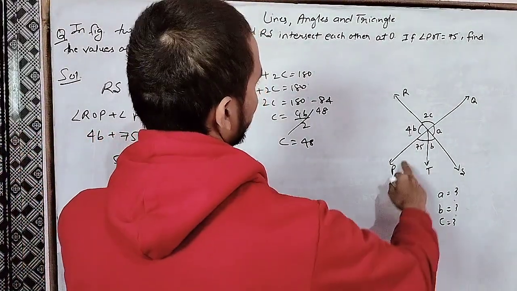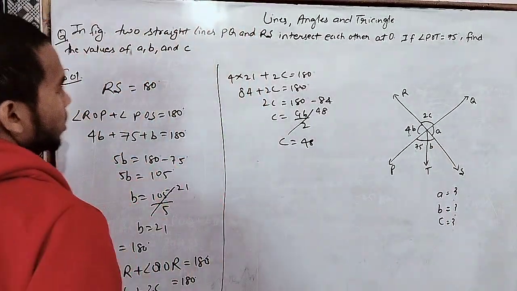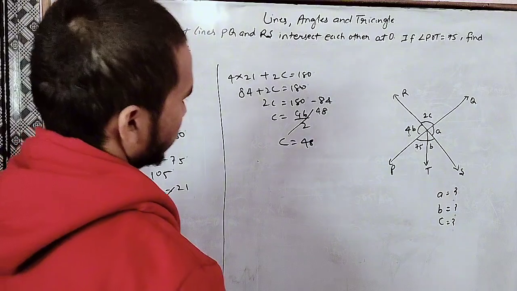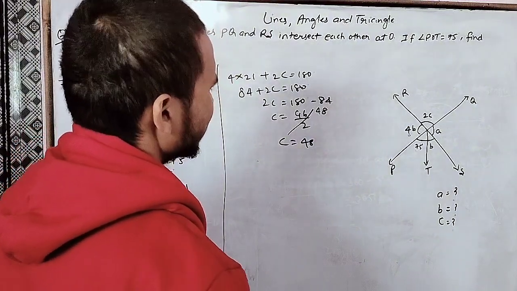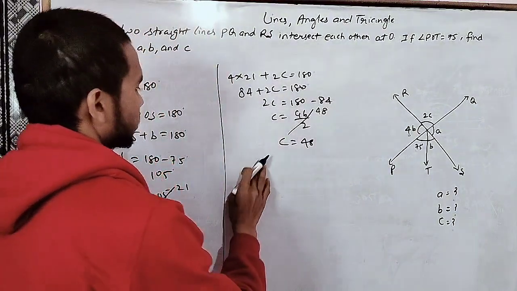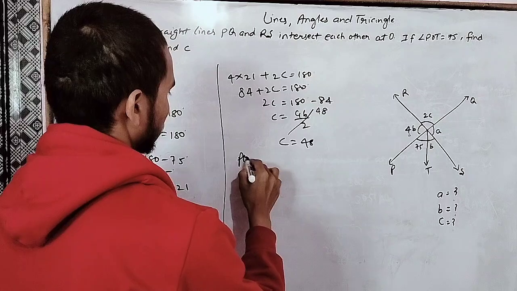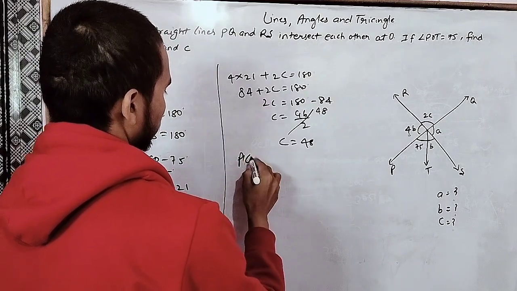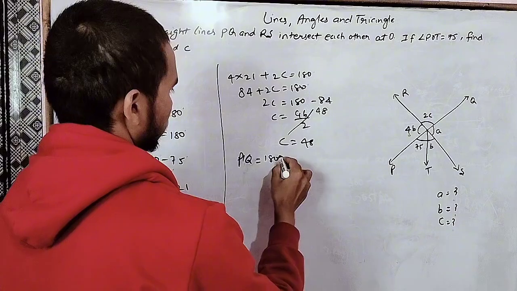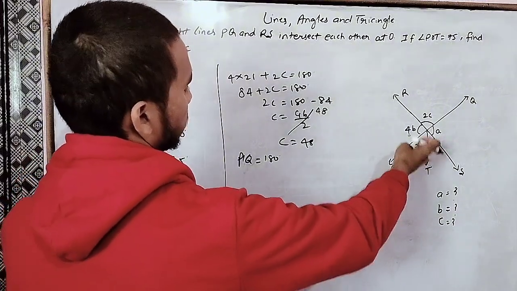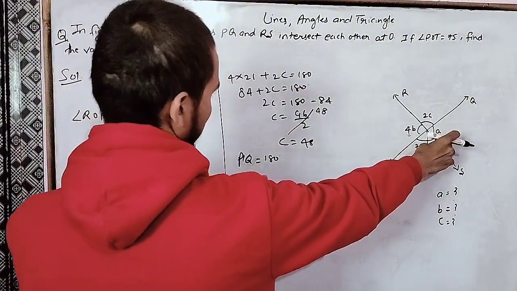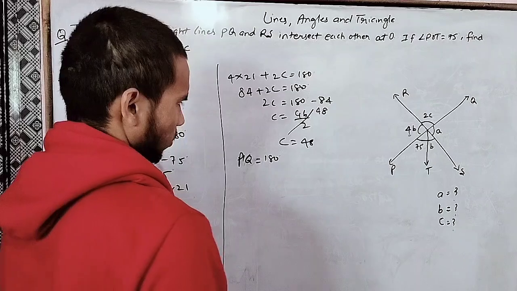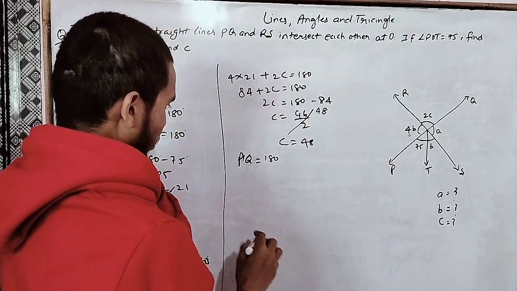Value of A. This is very simple. Again, we will take PQ, 180 degrees. Now we are going to take this side because if we take this side, then we will get the value of A.